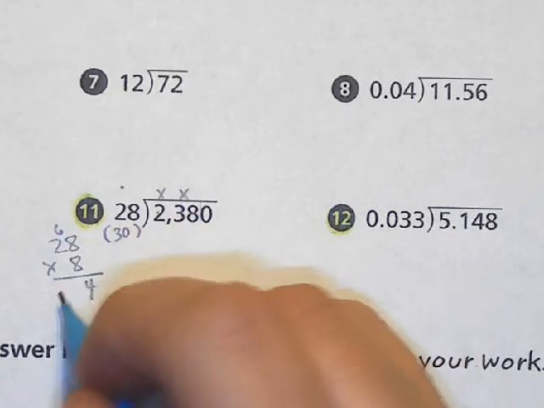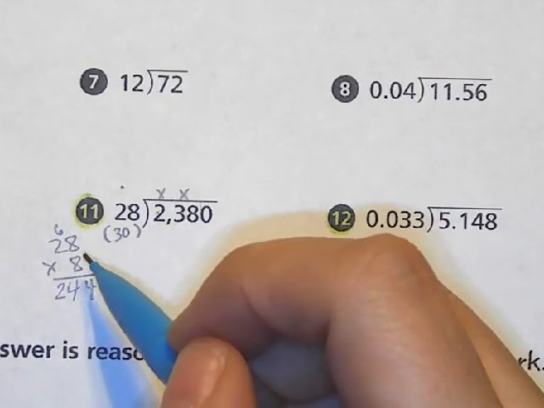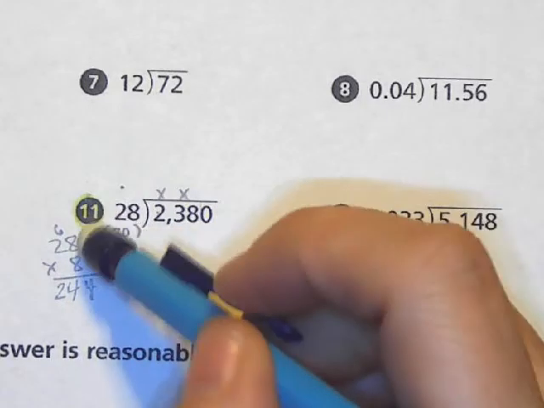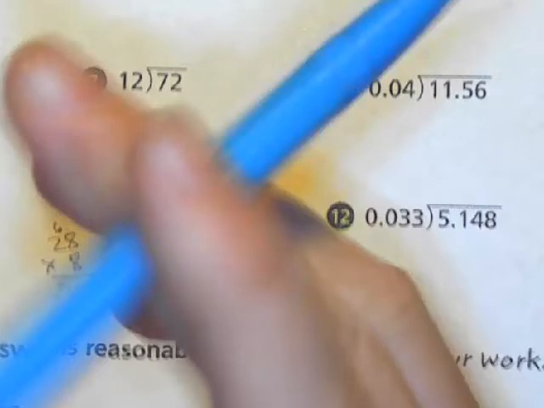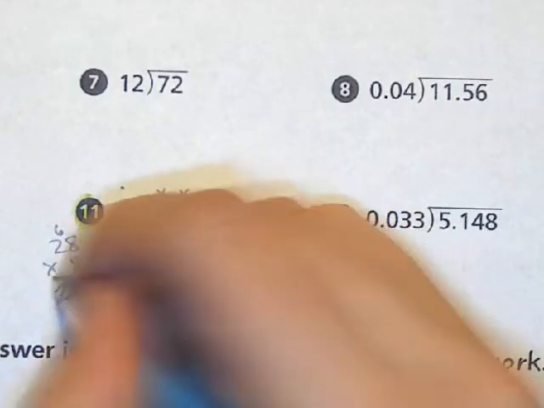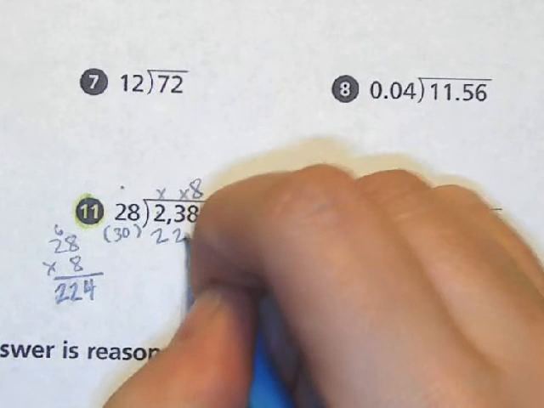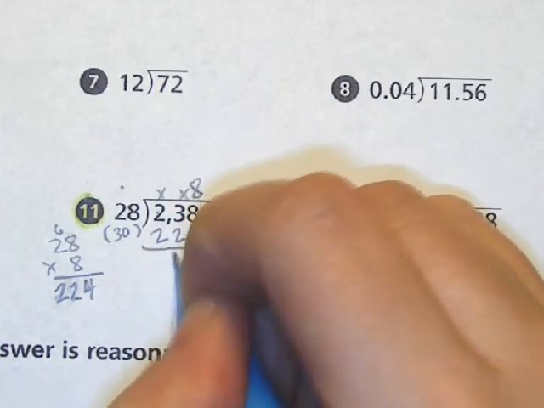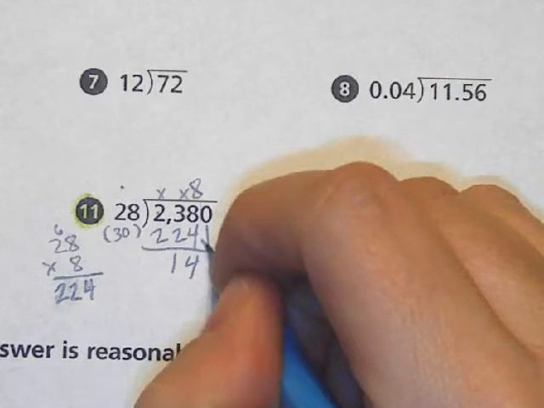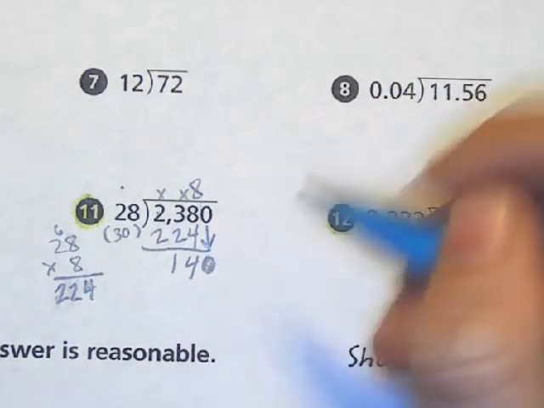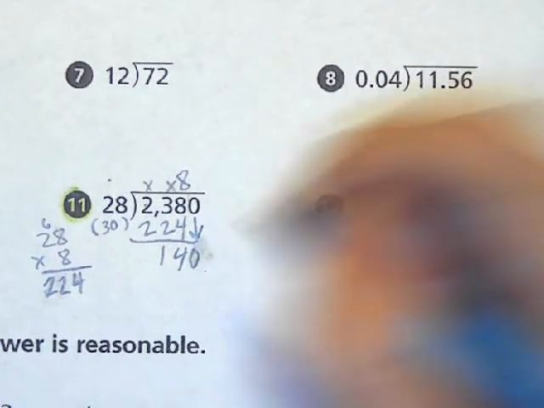Let's try it. 28 times 8. That's 64. 16 plus 6 would be 22, not 24. Well, that makes a big difference. So it's 224. So it is 8. Good. I got 14 as a remainder, which means I did it right. And then I drag this down.